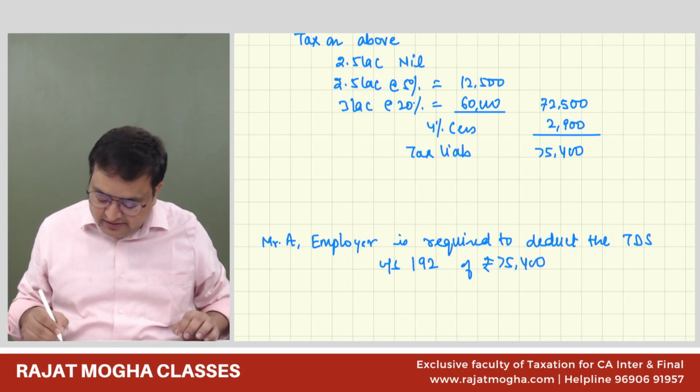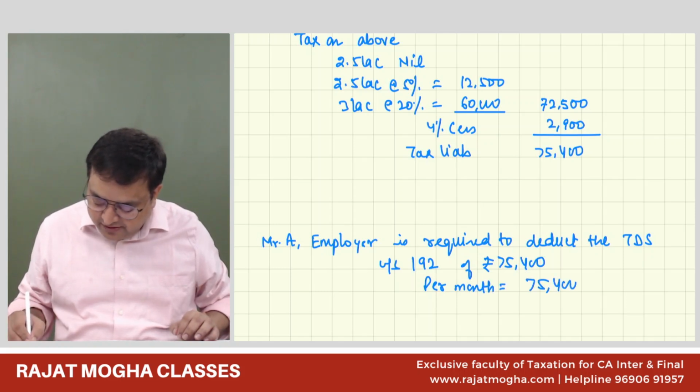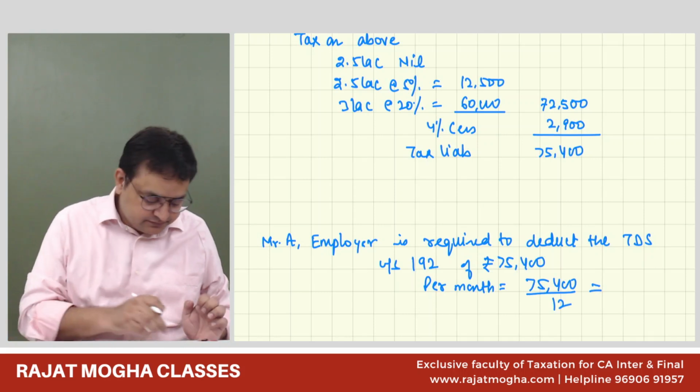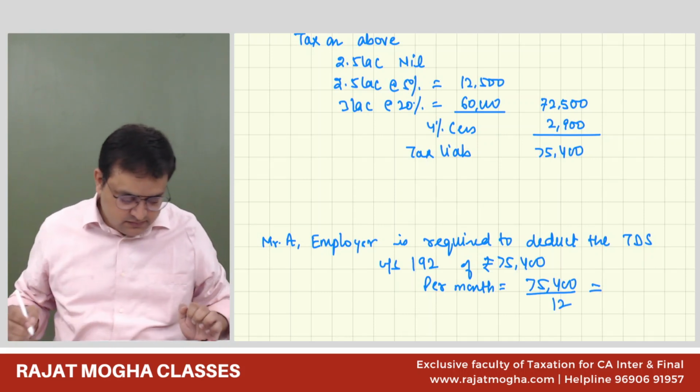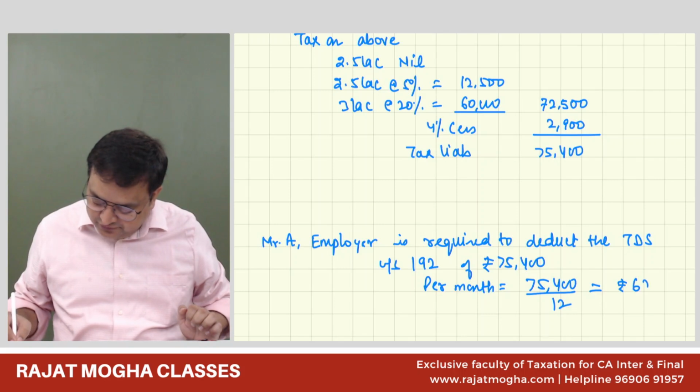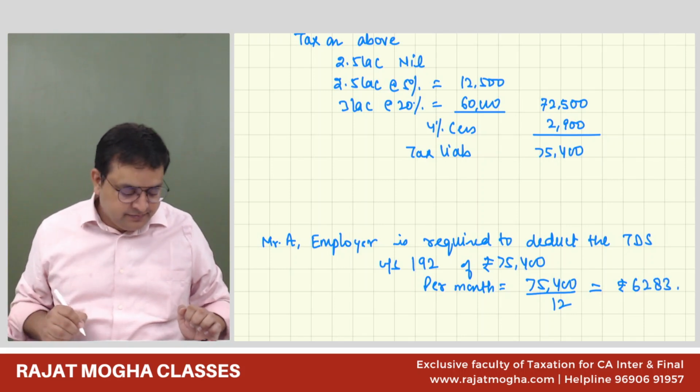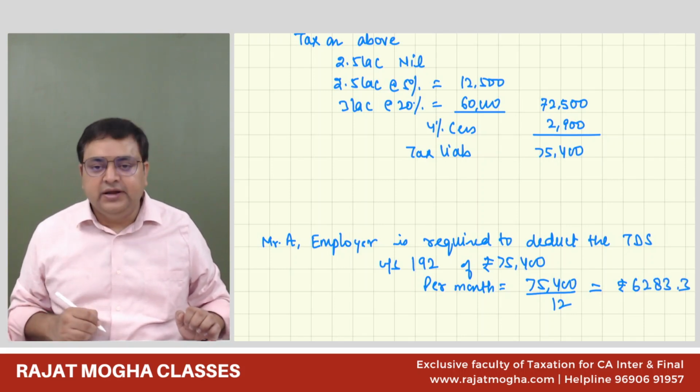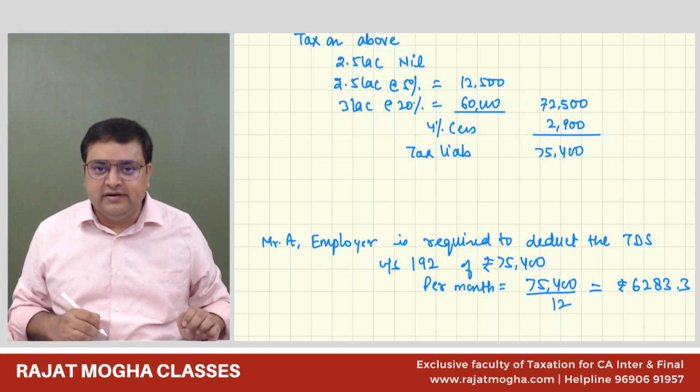75,400 in this year. If we say per month, from per month salary, how much he will be deducting, it would be 75,400 divided by 12. 6,283. Correct. 6283.3. He would be deducting this amount from his salary.